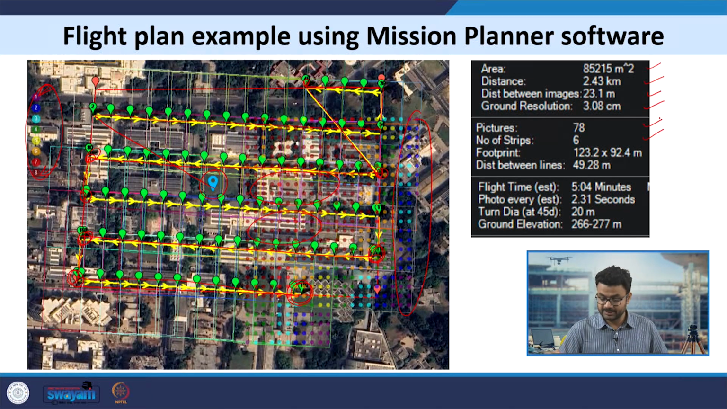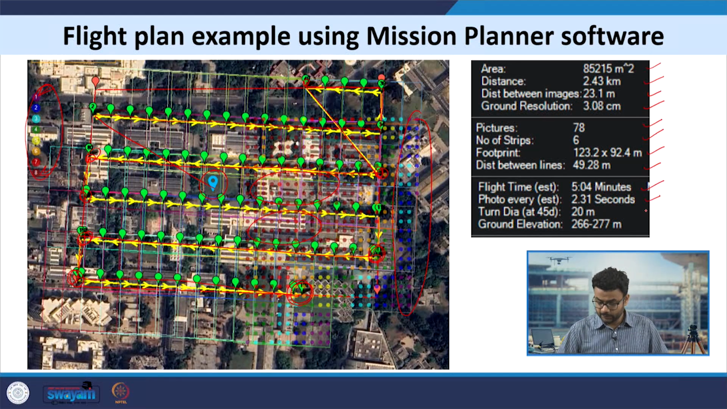The number of strips will be 6. The footprint of every photograph on the ground will be 123.2 by 92.4 meters. The distance between the lines will be 49.28 meters. It also calculates the flight time based on the velocity that we have provided. So this flight will last for 5 minutes and 4 seconds, which is sufficient for most drones because battery life in most drones is around 25 to 30 minutes, and it will take a photograph every 2.31 seconds.